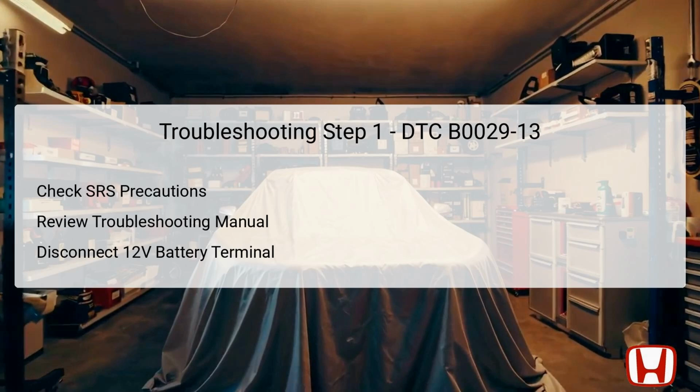The first step in troubleshooting the DTC B0029-13 involves ensuring that all SRS, Supplemental Restraint System, precautions are followed meticulously. Following safety measures is crucial since working on airbag systems can present hazards if not approached with care. Next, reviewing the specific troubleshooting manual will ensure that you fully understand the correct procedures before starting any diagnosis. This will also outline any additional checks needed specific to Honda vehicles.